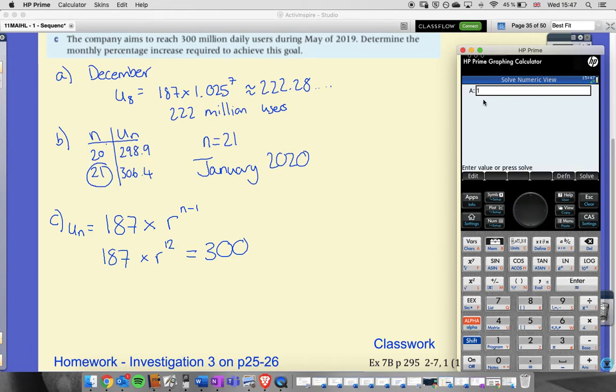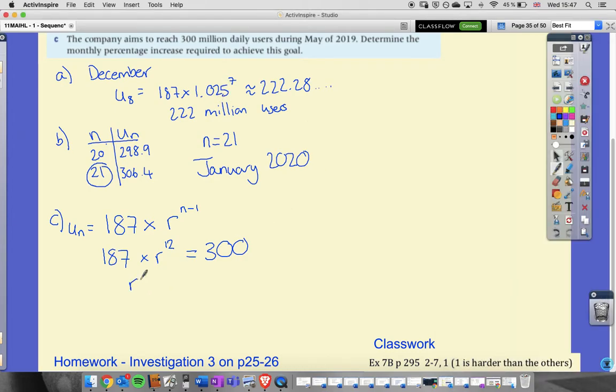Ideally a little bit bigger than 1 point something. So I put in a guess and I'm going to press solve. Okay, and we get 1.04. So a little bit bigger than the previous one. So r equals 1.040. And just to answer the question, determine the monthly percentage increase.